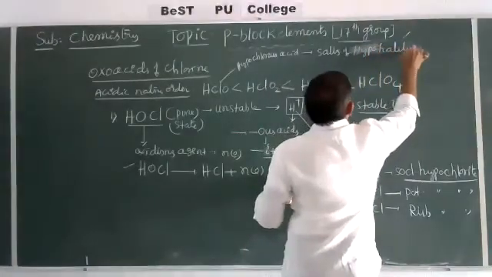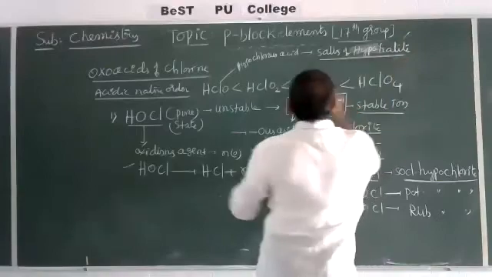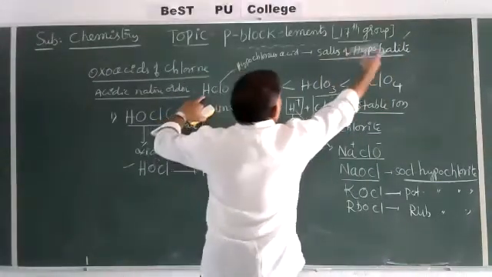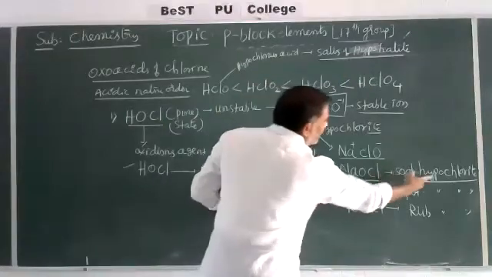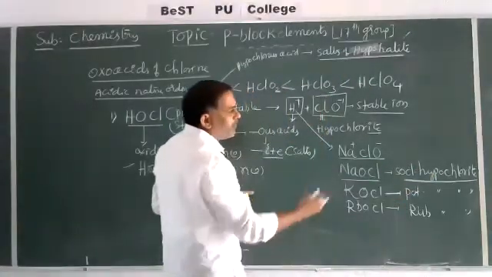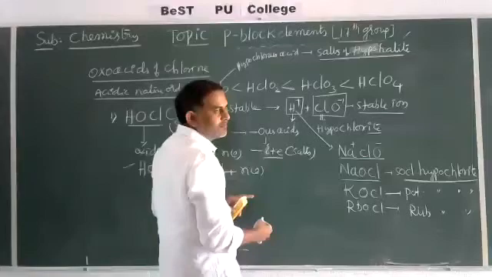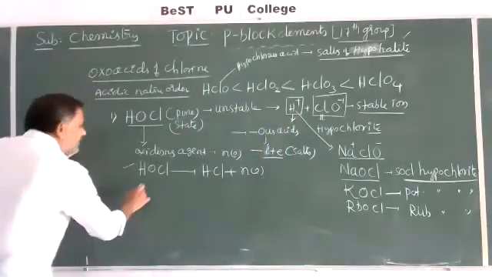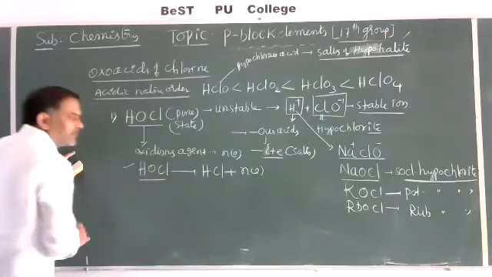Hypohalite, this is. See here? This is HOCl, hypohalous acid, which gives salts of hypohalite. See here? Sodium hypohalite, sodium hypochlorite. Clear? Now, in the examination, they will ask its structure.